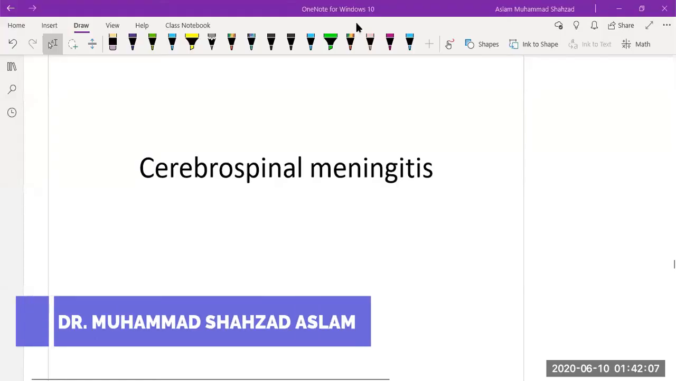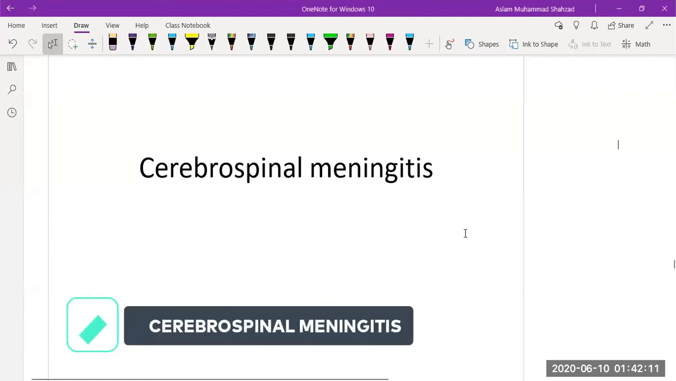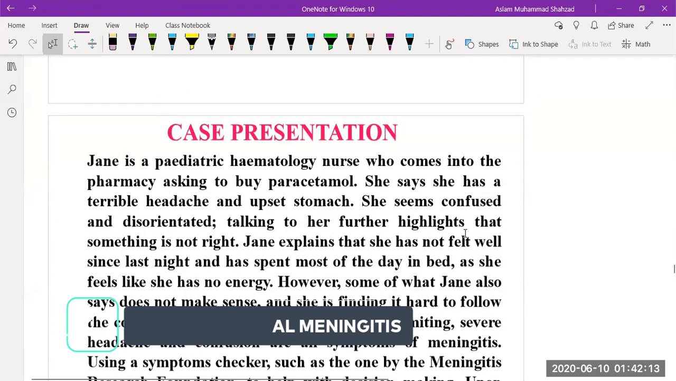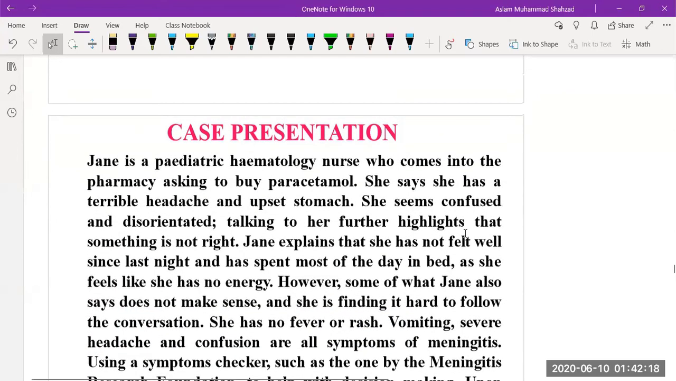Today we are going to discuss cerebrospinal meningitis, and I'm going to present a case. Jane is a pediatric hematology nurse who comes into the pharmacy asking to buy paracetamol. She says she has a terrible headache and upset stomach. She seems confused and disoriented.